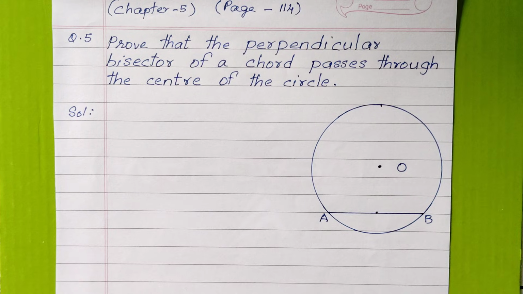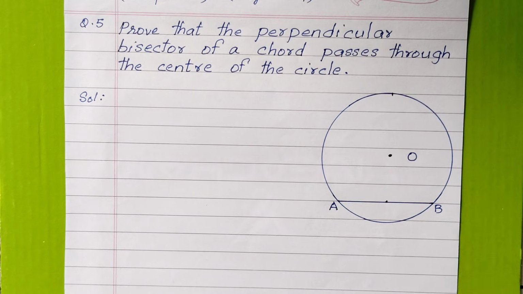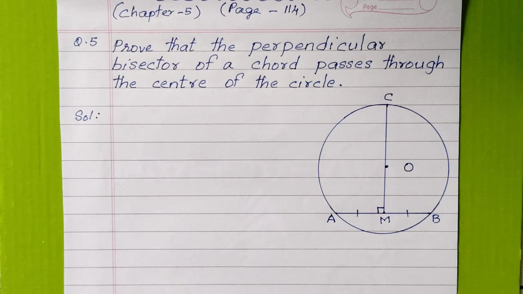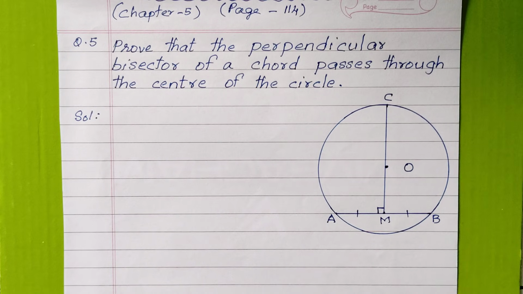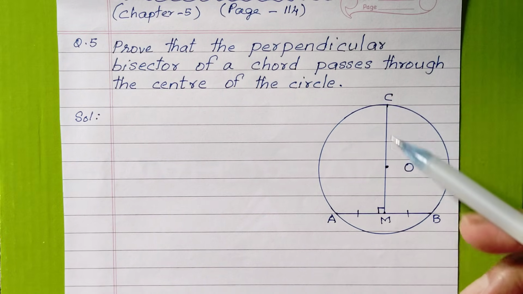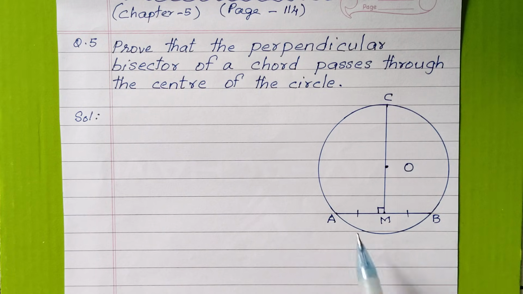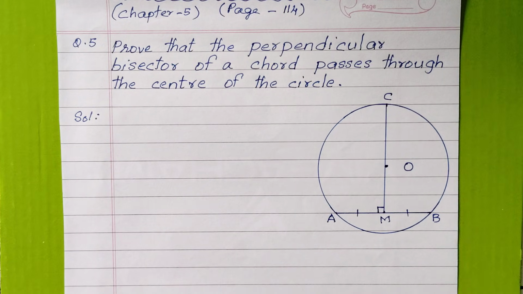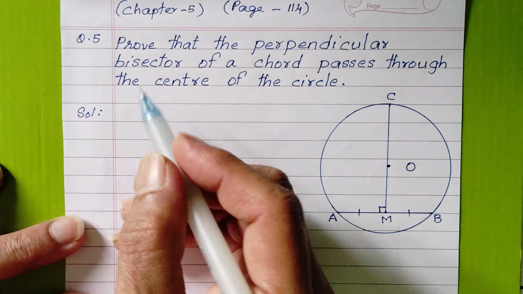So first we will draw the perpendicular bisector of AB. So here CM is the perpendicular bisector of AB. Now we will first write what is given.